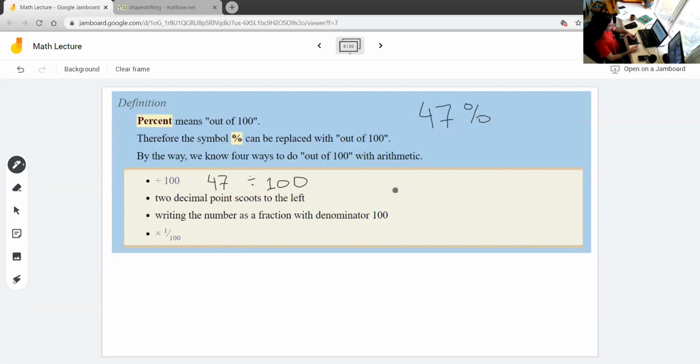I could write it as 47 with the decimal point scooting 2 places to the left, because as we just studied with decimal point scoots, that's what dividing by 100 does. I could write it as 47 with a denominator of 100, because that also means 47 out of 100. Or lastly, I could write it as 47 times 1 over 100, because that's another way of doing what I just did there. Everyone okay with my 4 different ways to write "out of 100"?